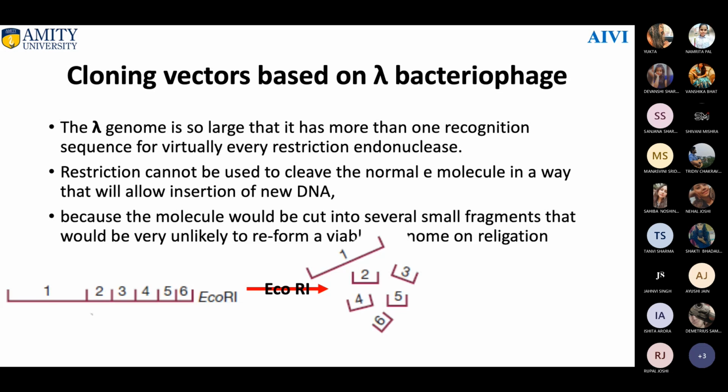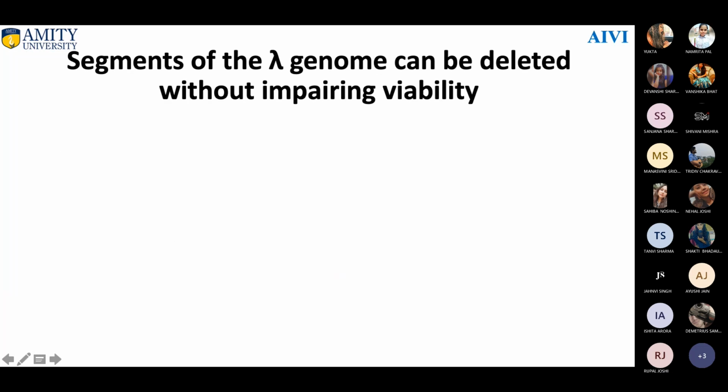Here you can see that for EcoRI, there are 6 restriction sites. So 6 fragments are obtained when you treat the lambda DNA with EcoRI, and when you ligate it, the ligation is not going to yield what you want.